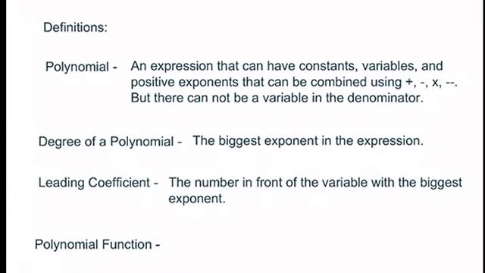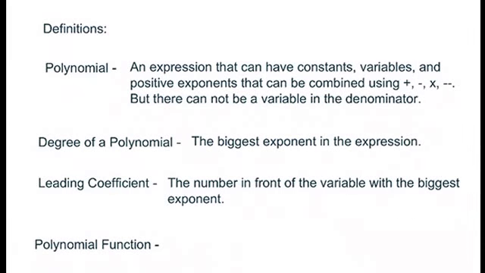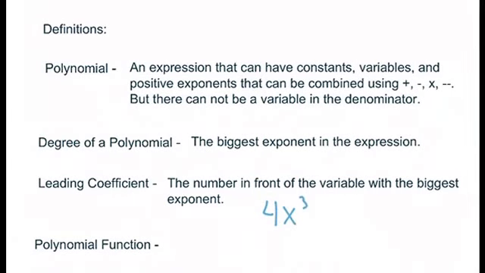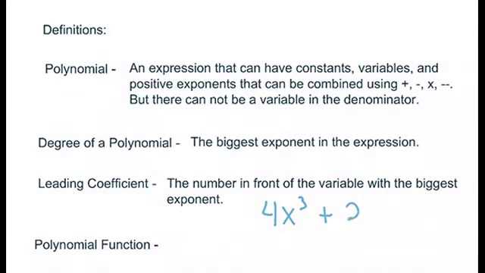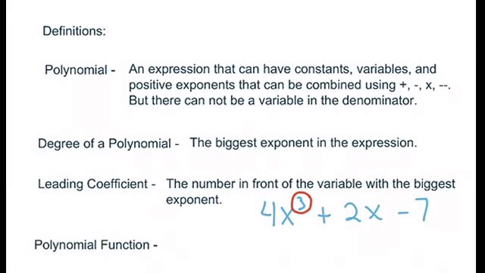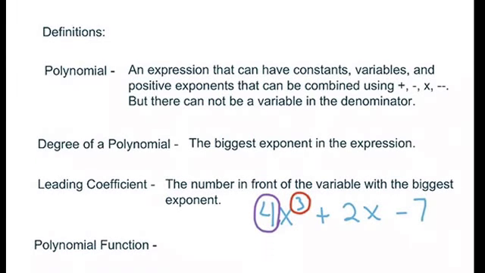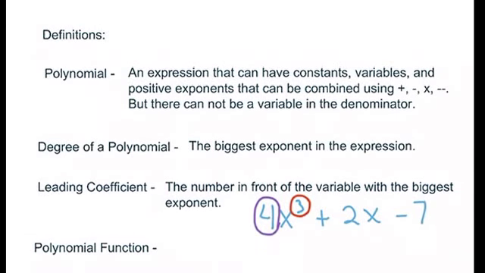Now the leading coefficient of a polynomial is the number in front of the variable with the biggest exponent. So if I have 4x to the 3rd plus 2x minus 7, my degree is 3, but my leading coefficient is 4 because that's the number in front of the variable with the biggest exponent. Okay.